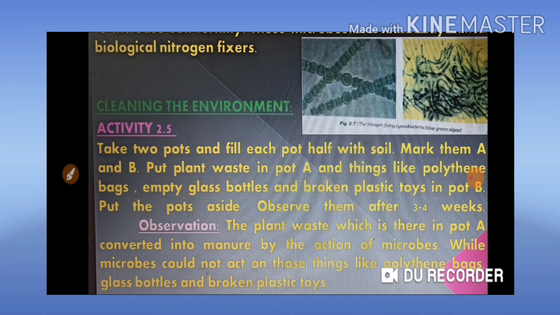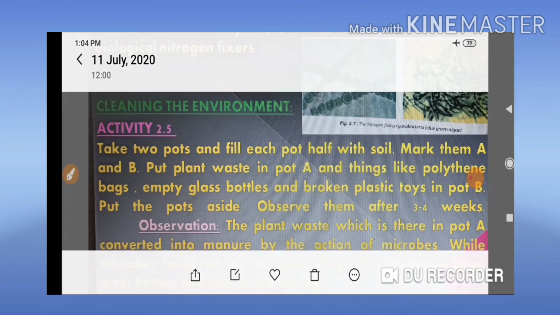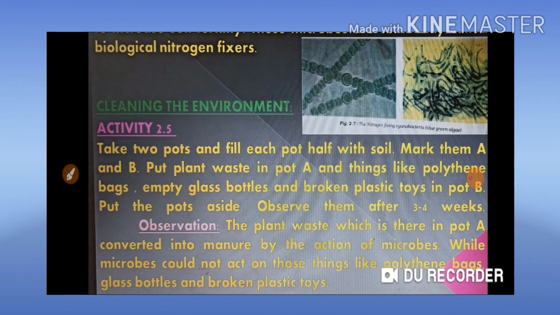Got my point? And if you observe pot B, the small pieces of glass bottles, broken plastic toys and polythene bags will be available as they are in pot B. What is the difference now? See, now what will you conclude? We conclude from this activity that the decomposition process took place because of microorganisms.